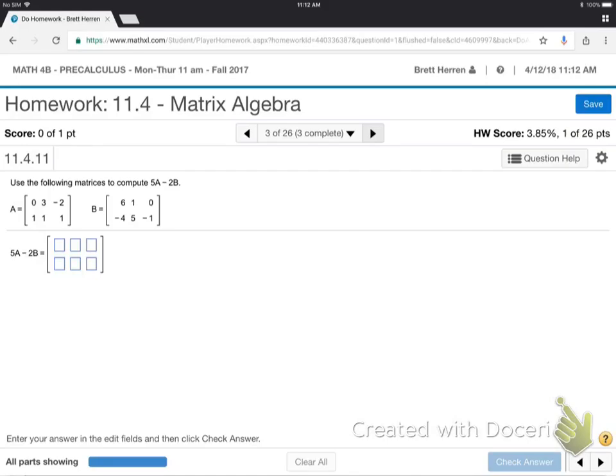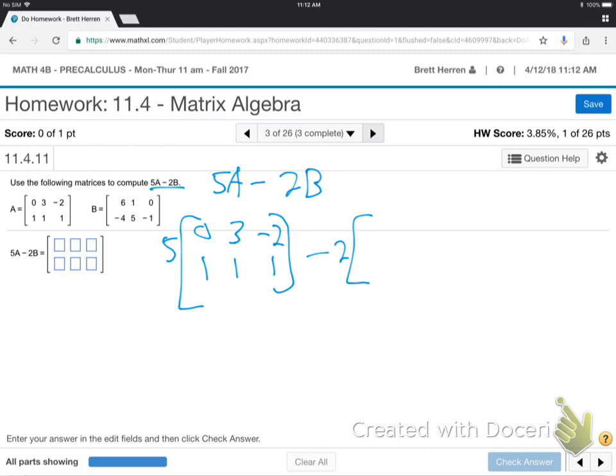So here they want me to do 5A minus 2B. So there's 5 times matrix A, 0, 3, negative 2, 1, 1, 1, minus 2 times matrix B, 6, 1, 0, negative 4, 5, negative 1. How do you think you would do that?